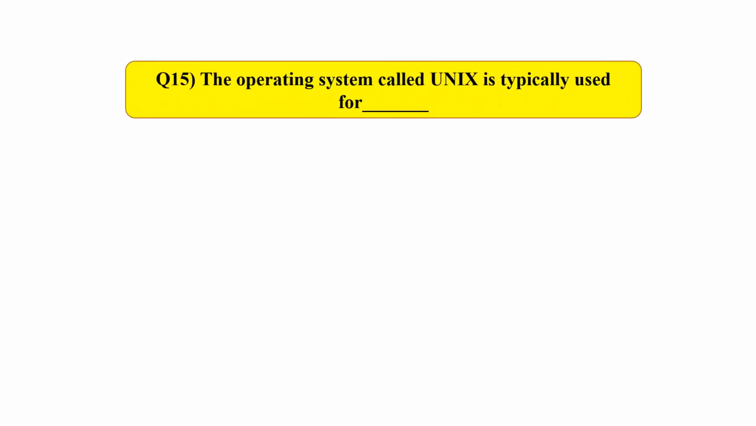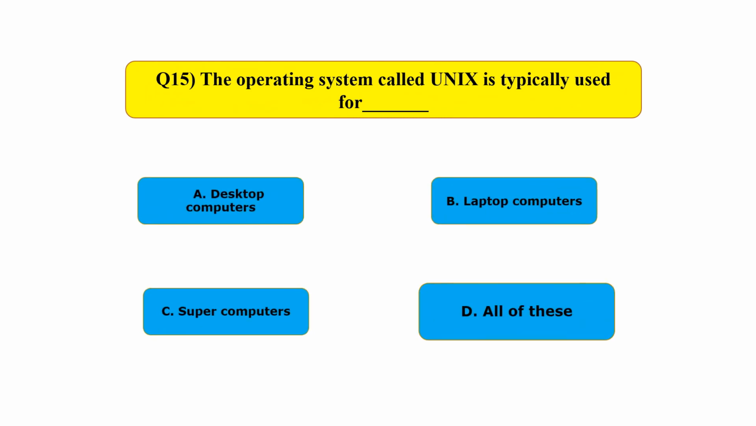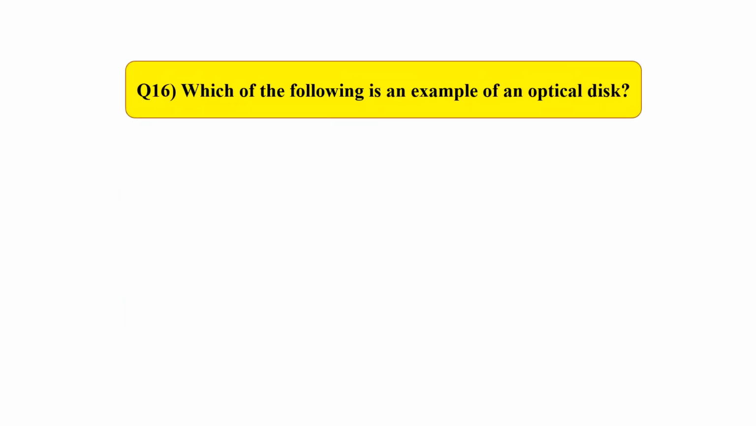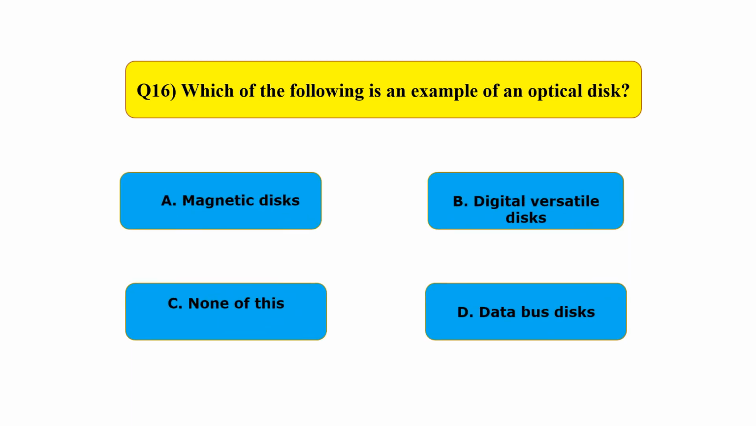The operating system called UNIX is typically used for, answer D. All of this. Which of the following is an example of an optical disk? Answer B. Digital versatile disk.